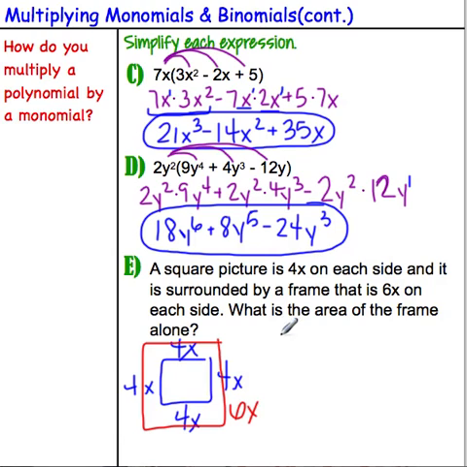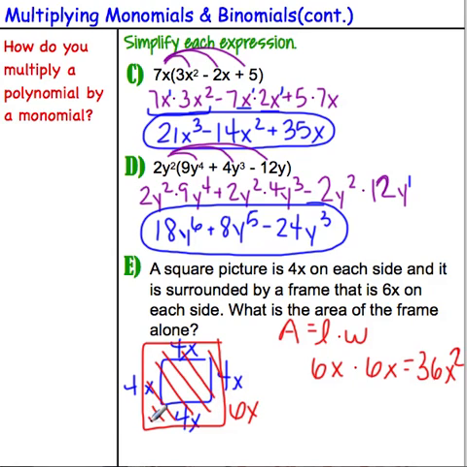So I know that area is equal to my length times my width, which would be, I'm going to start with the frame, 6x times 6x, which if I multiply that out, I get 36x squared. And that gives me all of this. However, a frame doesn't cover up my picture. Therefore, I need to subtract out what's in here, which would be where the picture is. So first I have to find that area.